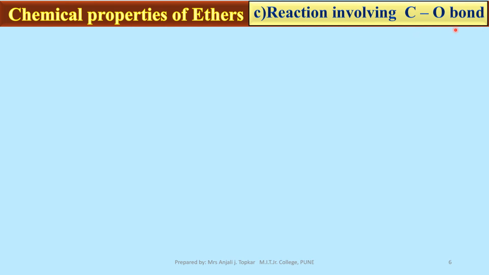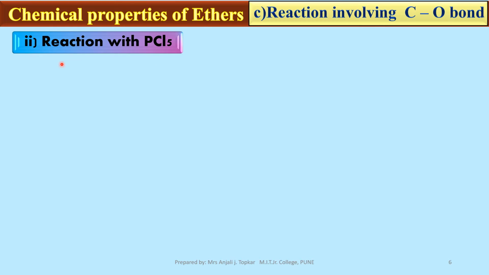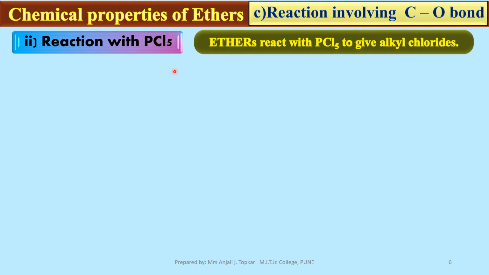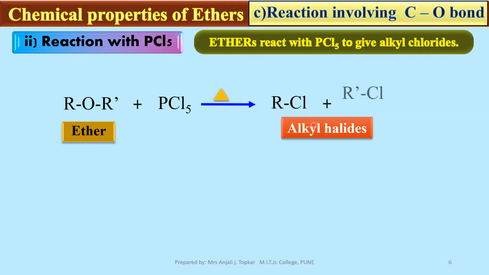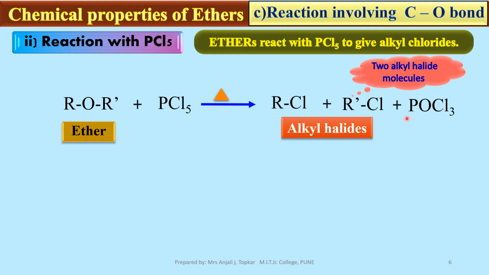Reactions involving CO bond. Here we are going to see reaction with phosphorus pentachloride. Ethers react with phosphorus pentachloride to give alkyl chlorides. Here this is an ether, ROR dash, plus PCl5 phosphorus pentachloride. On heating gives alkyl halides plus POCl3 phosphorus oxychloride. So here two molecules of alkyl halides are obtained.